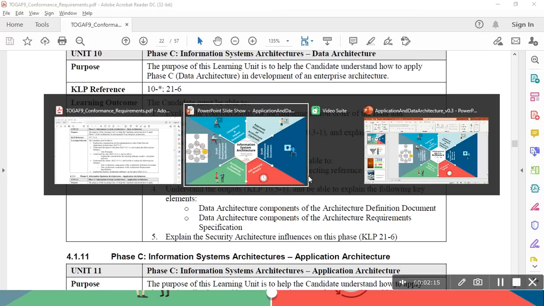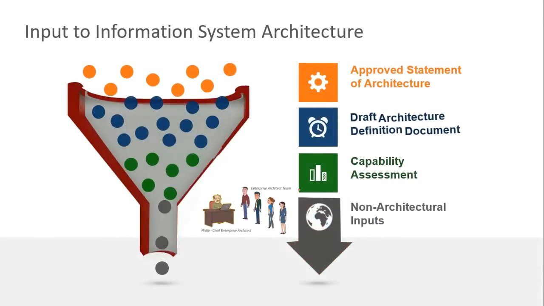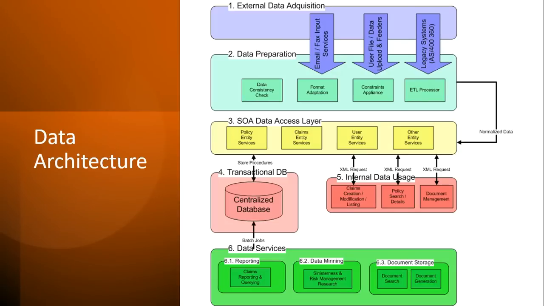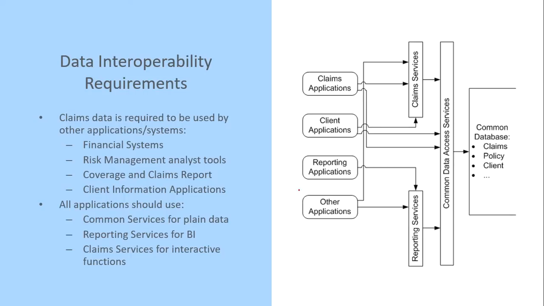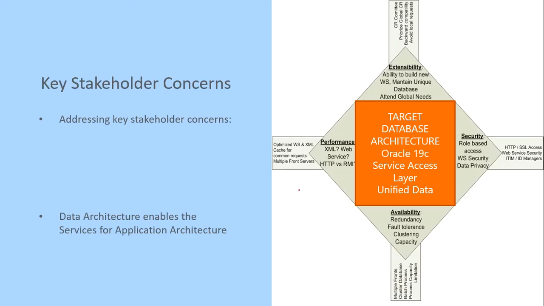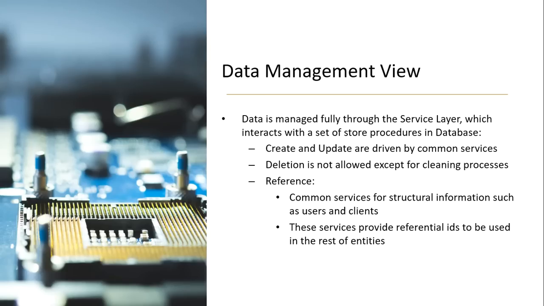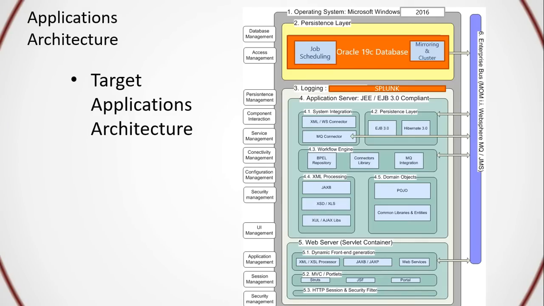And let me show you some of the sections which I will be covering as a part of this. We will have a short introduction on this part, and then we will go to the information system architecture inputs, followed by the data architecture, the data management process model, the data entity, the data interoperability requirements, the key stakeholder concerns, the data lifecycle view, the data security, the data management view, the gap analysis results, the impact analysis, and the application architecture, what we will be doing.